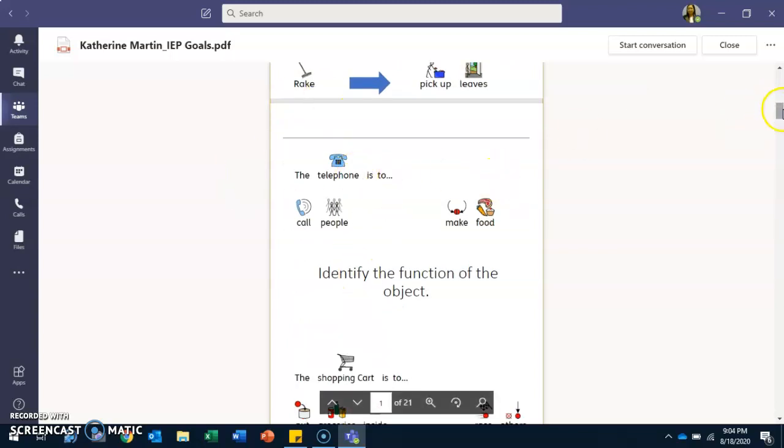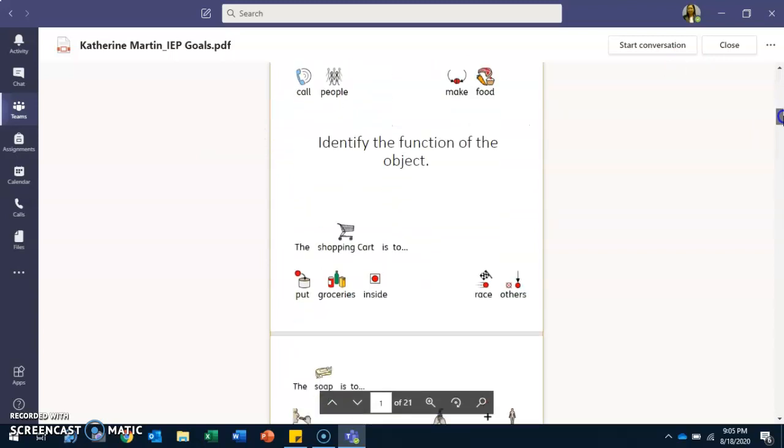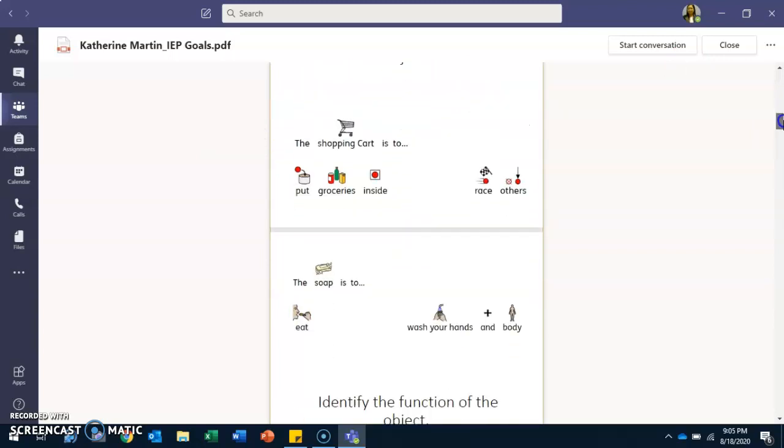So now that we have practiced, I want you to answer the following questions. If you flip the page over, you should have this worksheet that starts with the telephone is to. I want you to circle your best answer. So Catherine, what is the telephone used for? Is it to call people or to make food? Yes, great job.